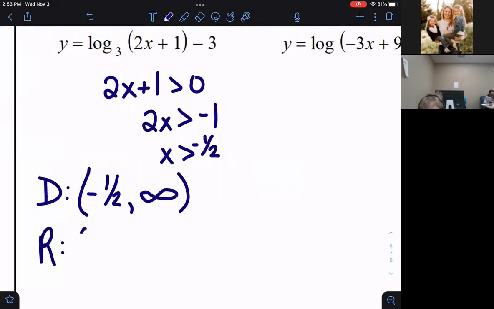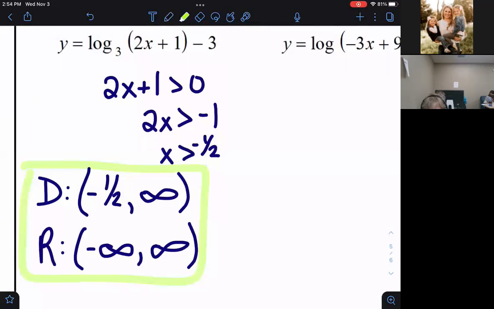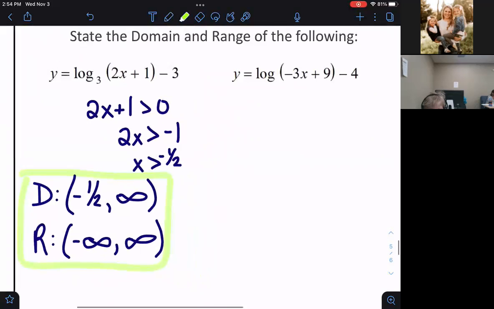My range, all real numbers, negative infinity to positive infinity. So that is my solution for my domain and range. Notice we didn't do anything with the base and we didn't do anything with this number hanging out at the end. Those do nothing for your problems. So those don't change anything when it comes to domain and range.